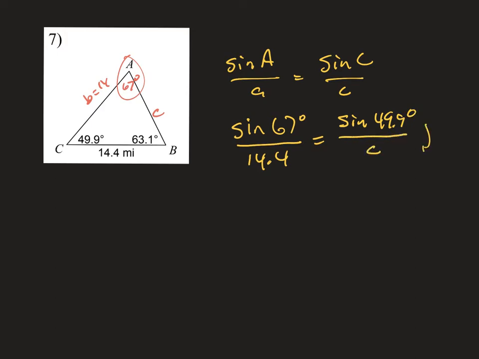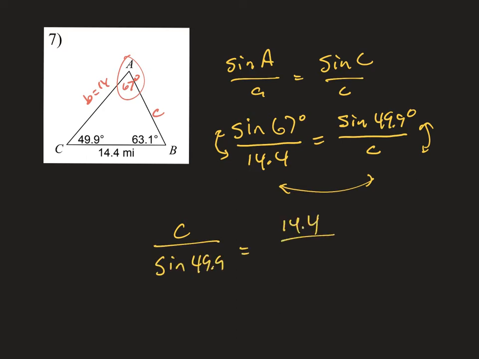Again, I'll do the old switcheroo. And I'll end up with c over sine of 49.9 equals 14.4 over sine of 67. And again, I'll multiply both sides by this denominator, sine of 49.9. Cross those out, multiply over here. And I end up getting the value for c.